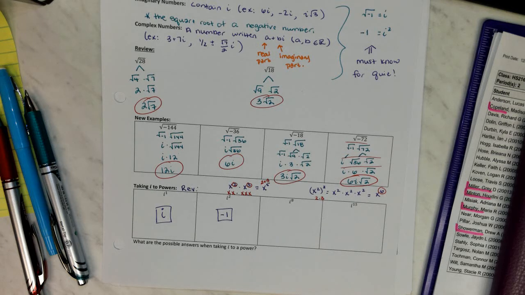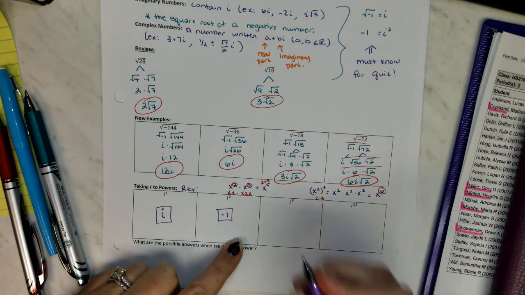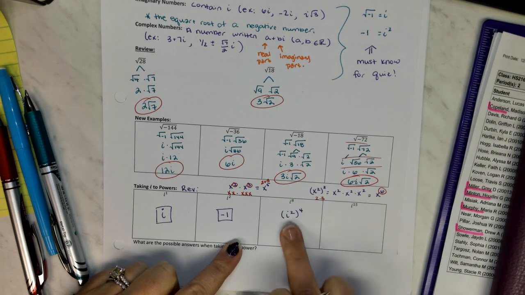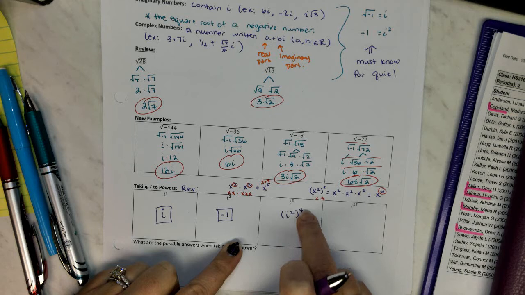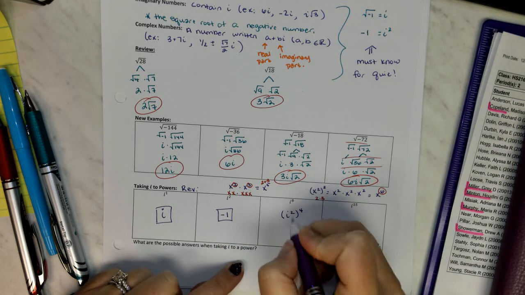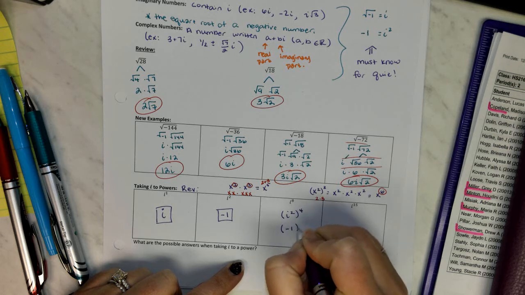If I have i to the 8th power, what I want to do is split this up into powers that I know, like i squared. So what I can write this as is i squared raised to the 4th power, because i squared raised to the 4th is i to the 8th.